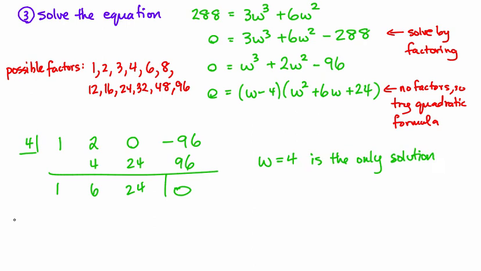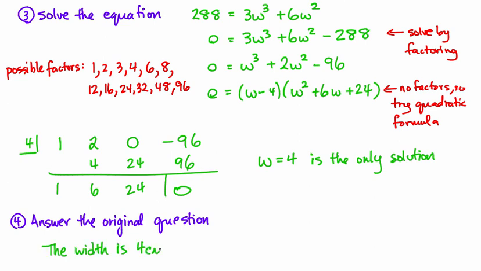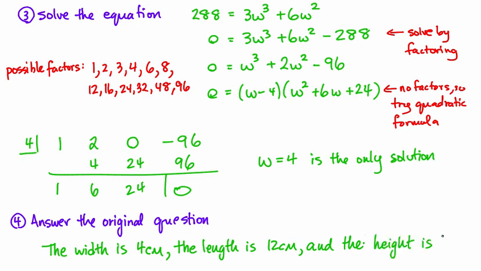And I can move on to the last step, and the last step is to answer the original question. And in this case, that was, what are the dimensions? So the width is 4, and the units are centimeters. The length is 3 times 4, which is 12 centimeters. And the height is 2 more than the width, which is 6 centimeters. And I've answered in a proper English sentence the question that was asked.